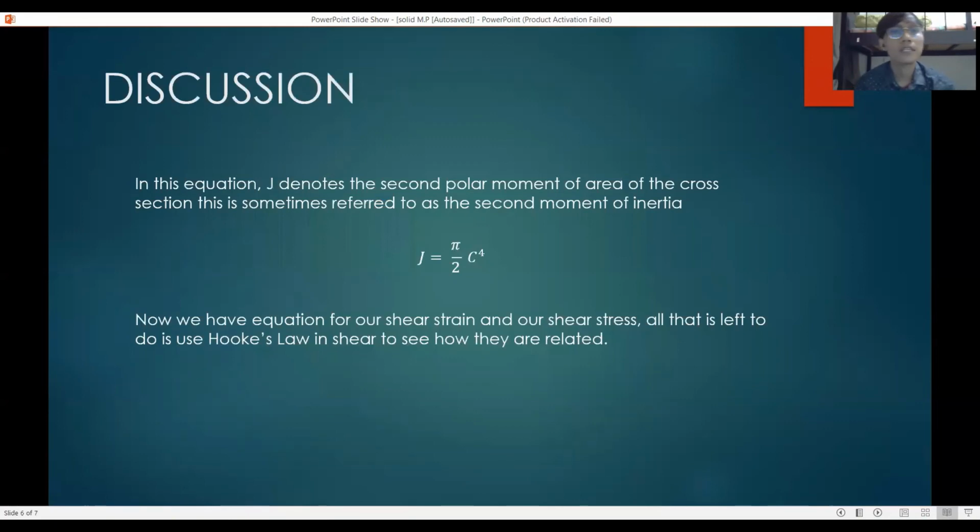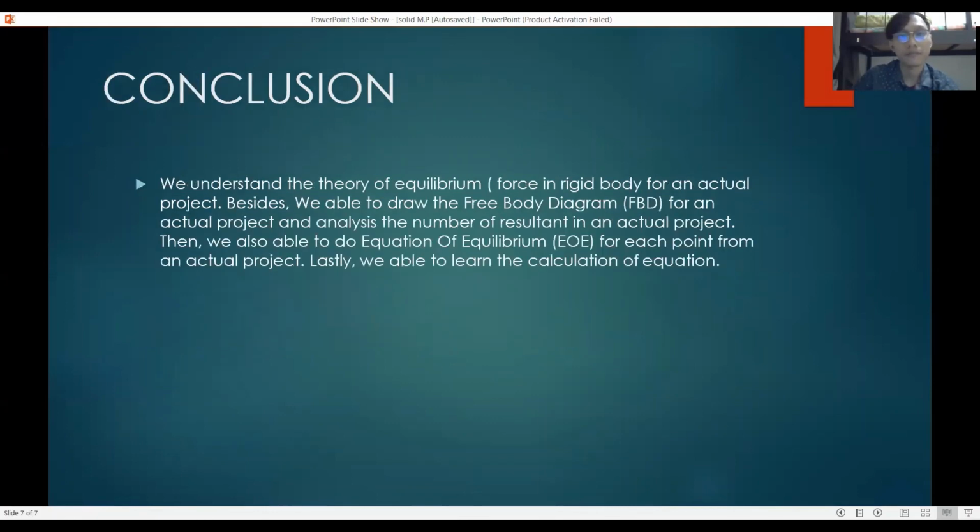For discussion, in this equation, J denotes the second polar moment of area of the cross section. This is sometimes referred to as the second moment of inertia. The formula that we use is J equals pi over 2 c to the power 4. Now we have the equation for our shear strength and shear stress, all that is left to do is use Hooke's law in shear to see how they are related.